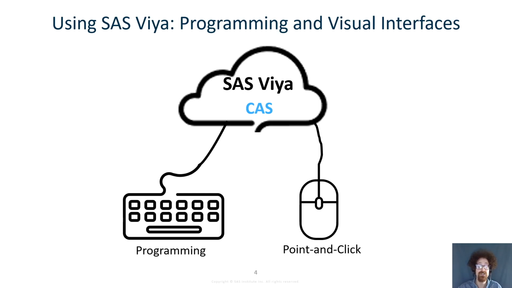SAS Viya contains a server process called CAS, or Cloud Analytics Services. CAS is a distributed multi-machine system for parallel processing of distributed data. This architecture allows you to perform complex computations on large volumes of data quickly. But to access and direct processing on the CAS server, you need to use some kind of client application interface. Both programming and point-and-click application interfaces are available.